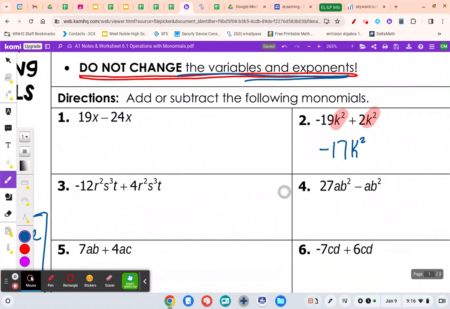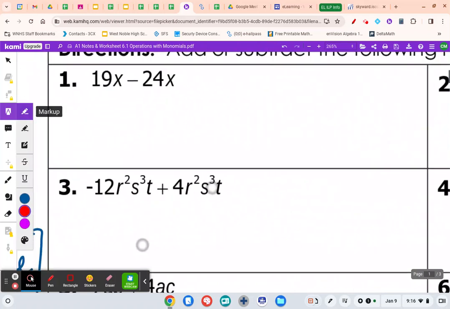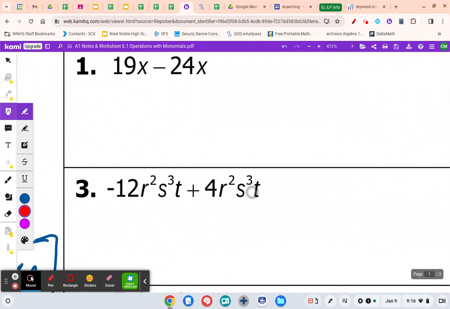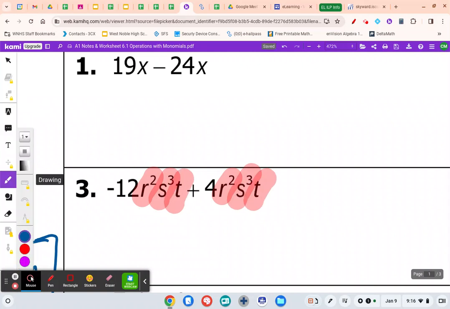We'll do another easy-ish one. If we're looking at this one here, you have to make sure that your variables are alike. So you have to make sure that we have r squared, s cubed, and t in both of these. And if they are alike, exactly the same, all you do is take negative 12 plus 4, you get negative 8, and then you do not change the variables or the exponents. You just bring them down.